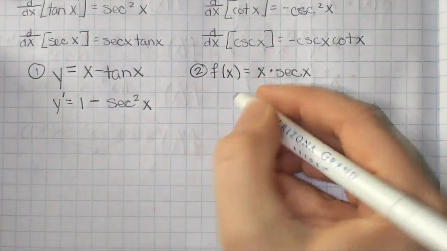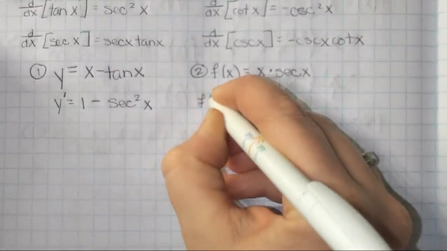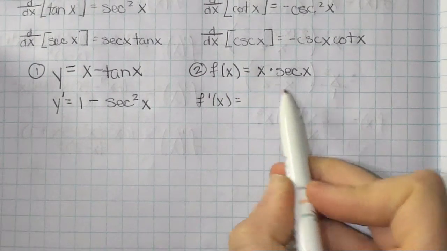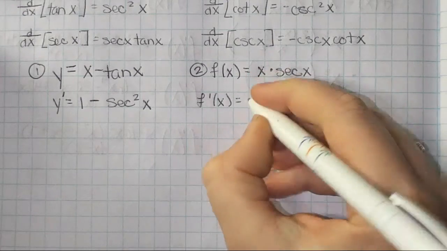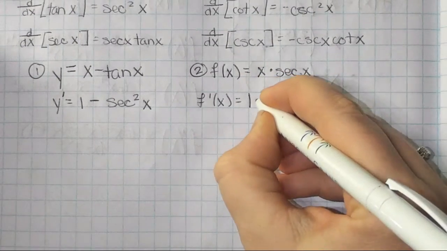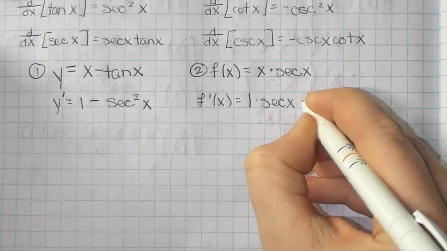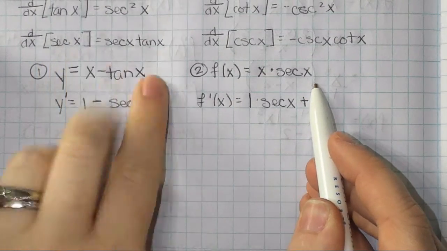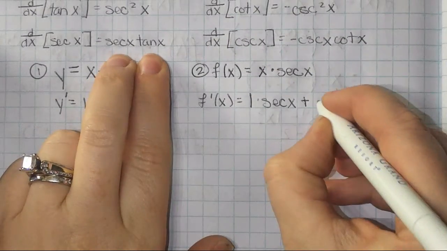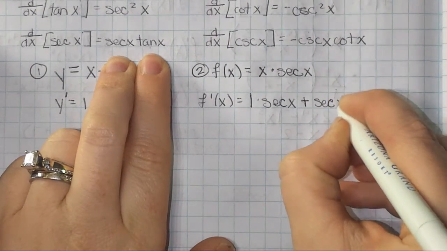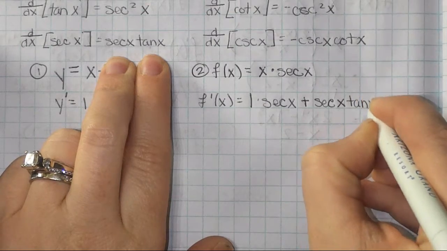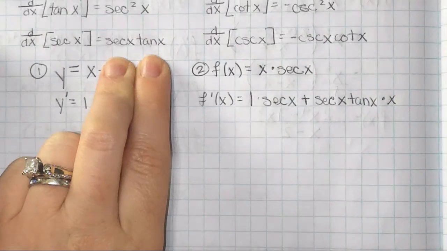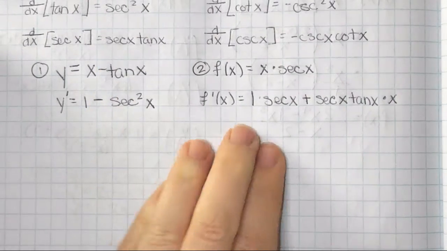So here, f prime x equals the derivative of x, which is just 1, times that second function, plus the derivative of secant x, which if I go up and use these rules is secant x tan x, times the first function, times x. Now, as I look at this, you could leave it.